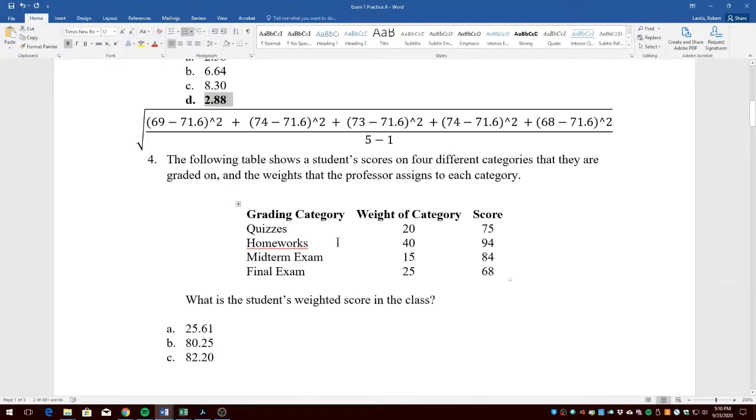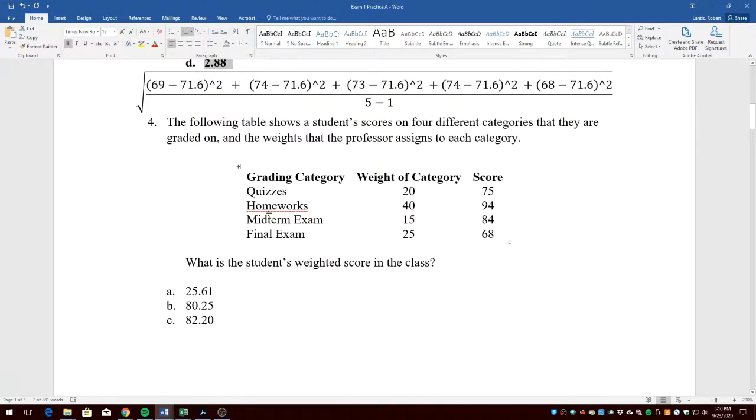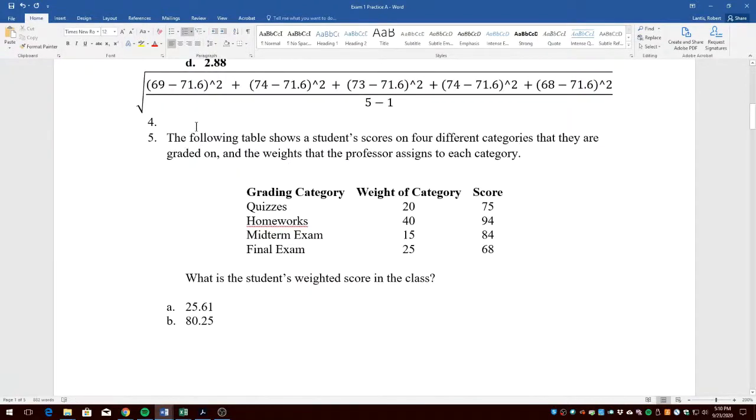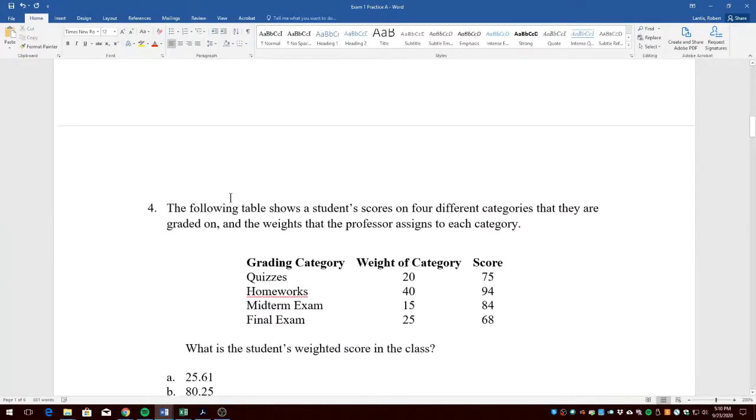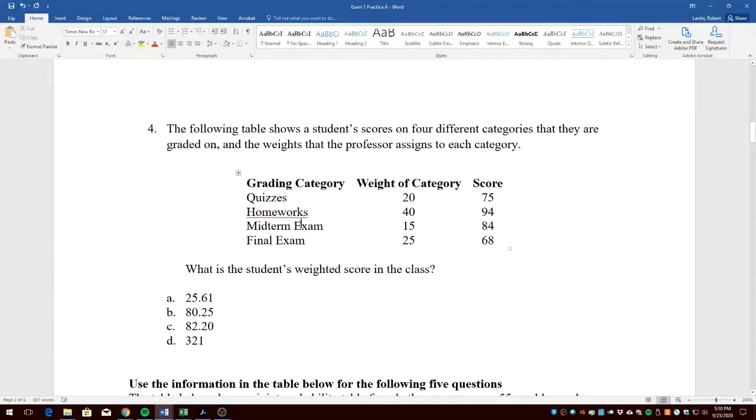The next one is going to be a weighted mean example. And so as I'm typing things out here, it's kind of pushed my answer D. So I'm just going to, it's off the screen, so we'll just make sure we can see everything here. So I'm given a bunch of different categories, the weights of each category, and then the score the student got. And then ask what's the student's weighted score.